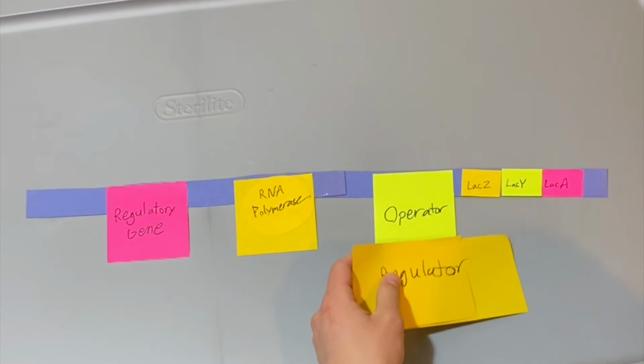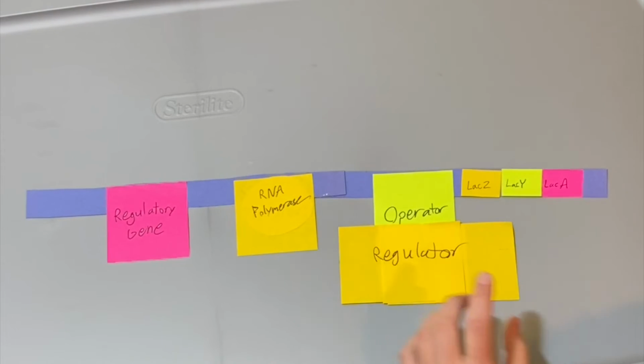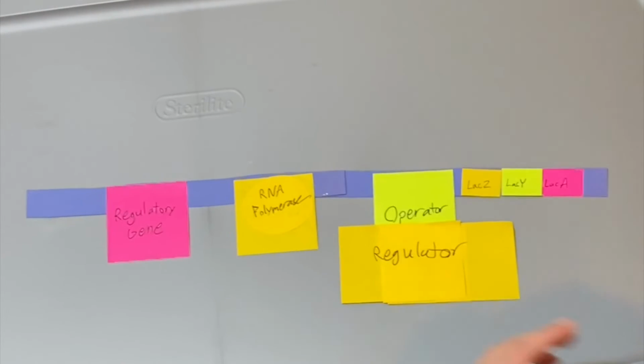All right, so yeah, we'll set our regulator up here for the start. And for lactose, that brings along our inducer. So our inducer, of course, is lactose. Because we're digesting lactose, we need the presence of lactose in order to activate the Lac Operon. And so lactose is converted into allolactose here, which is the molecule that will bind to the regulator.